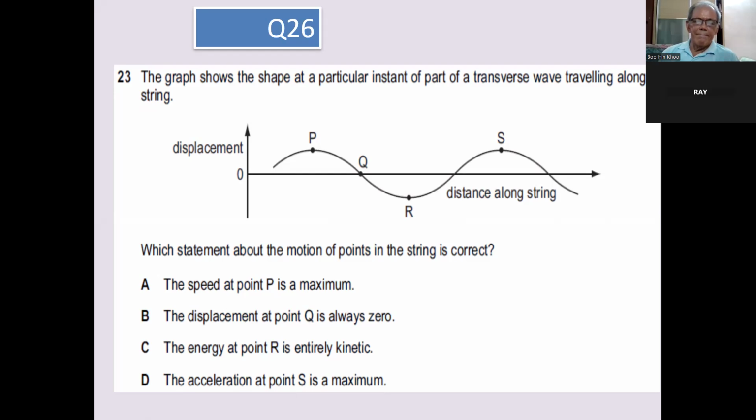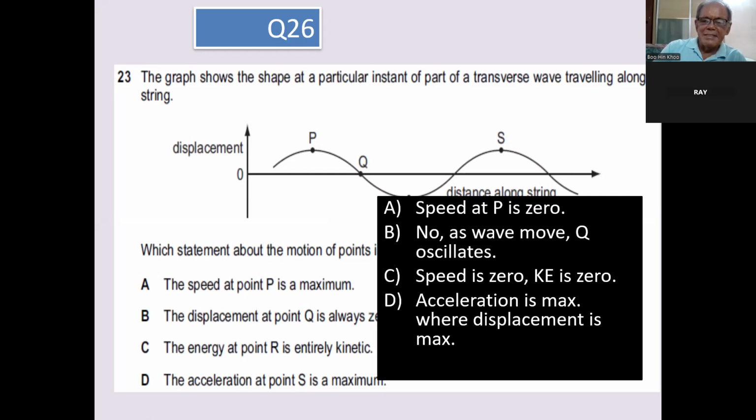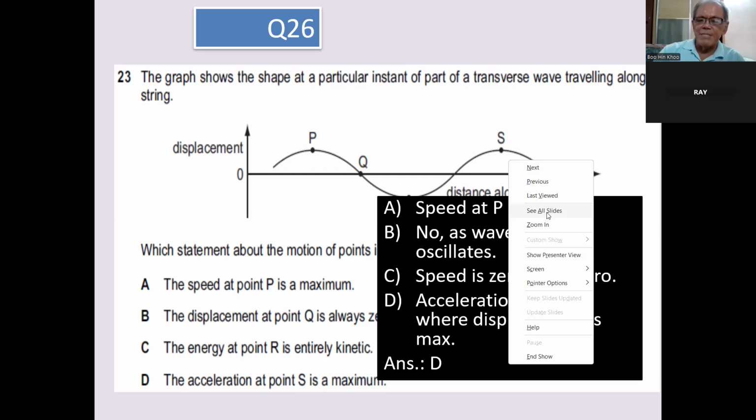Is it B? Acceleration at S is maximum. Yeah, B. This is simple harmonic motion, where the displacement is maximum. The acceleration is, in a sense, maximum also, but it's in the opposite direction. So the answer is B. You will study more in detail in simple harmonic motion.